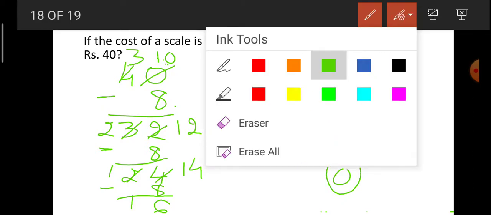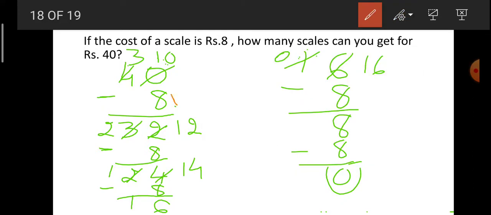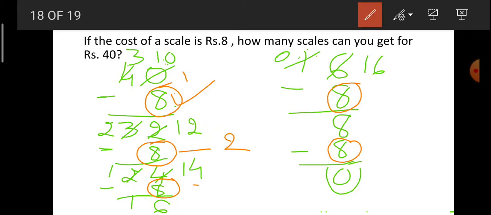See here, 1, because first I bought one scale, that's why I removed 8 rupees out of 40 rupees. Again I bought one more scale here. One more here. Again here one more. 1 here, see, 2, 3 scales up to here. Here the 4th scale. Here 5 scales. How many scales did I buy totally? 5 scales. How did I get to know this?